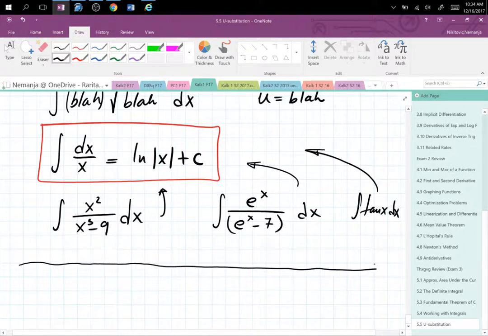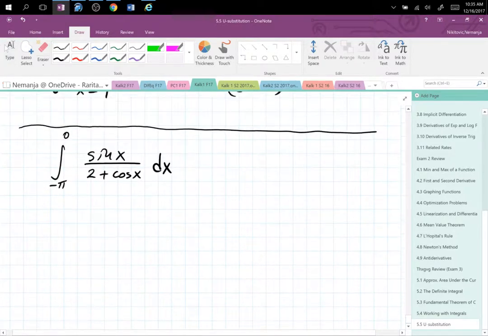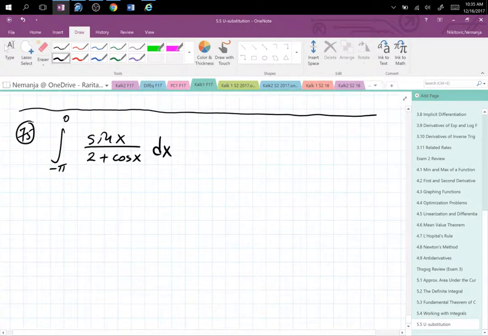So let's work out a few exercises from the textbook. Exercise 75 says the integral from negative pi to 0 of sine x divided by 2 plus cosine x dx. So you immediately see that there are cosine and sine, so you know that those are the players. And then you can never leave the denominator to be your du, because everything else is in the numerator, since it's times dx, times du.